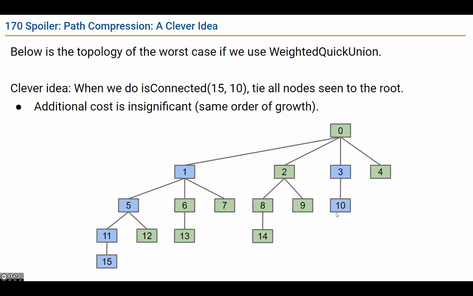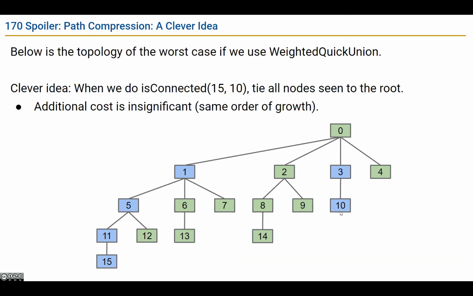How do I check if 15 and 10 are connected? I go to 15, I climb the tree, and I say, 15, whose team are you part of? I climb, I climb, I climb, I climb. Your boss is 0. Okay. And remember, the way to do this is to look in my parents array to see who everyone's parent is.